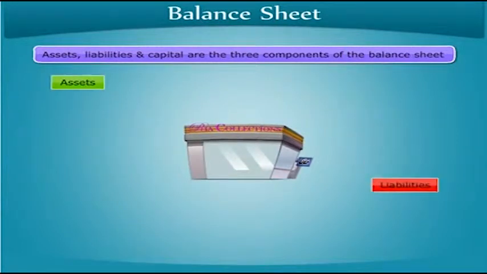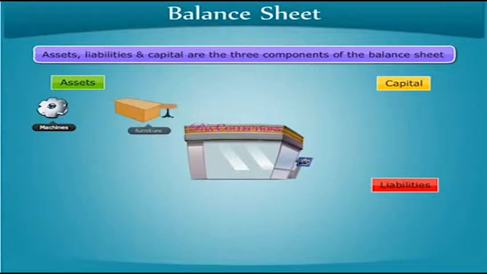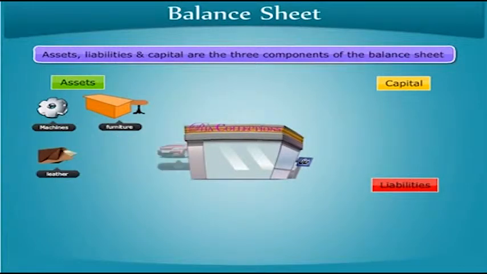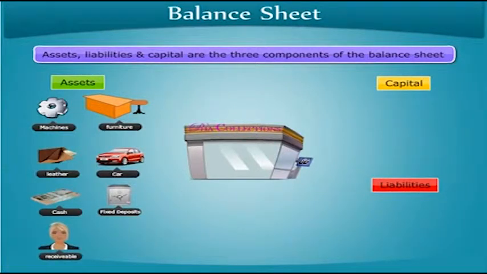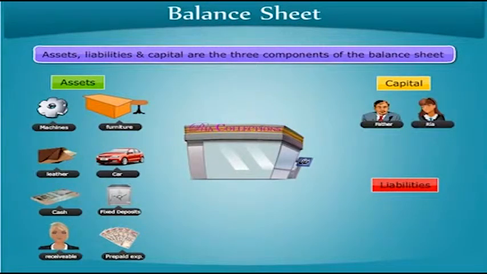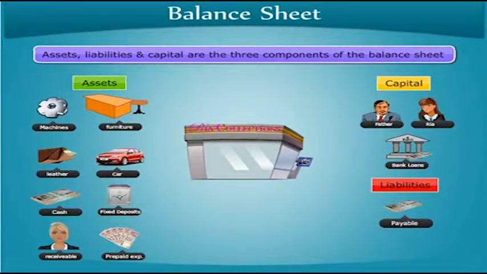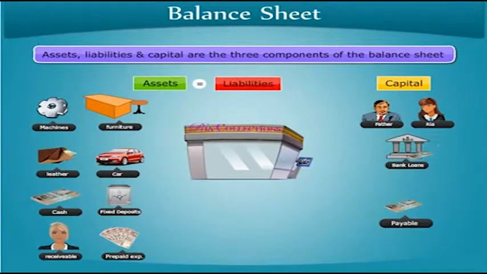Assets, liabilities and capital. Assets include machine, furniture, leather, car, cash, fixed deposits, receivables, prepaid expenses. Capital is owner's fund and bank loan. Liability is payables. Assets is equal to liabilities plus capital.